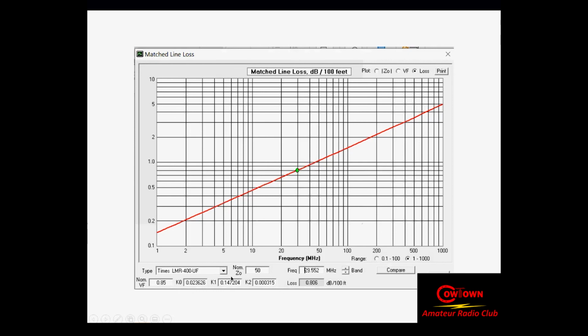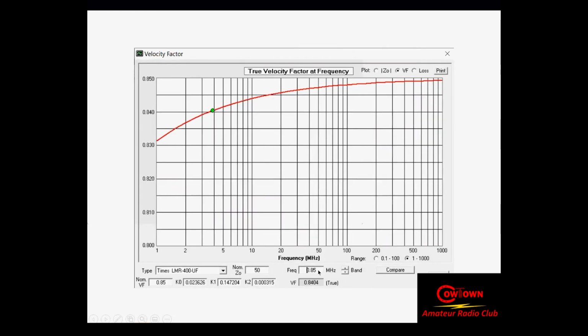Now, down here at the bottom of this little graph, notice it shows a 0.85 nominal velocity factor. This K0 is the copper resistive losses. This K1 is the losses due to skin effect, and K2 is the losses due to the dielectric. With a total loss at this frequency here of 0.806 dB per 100 feet.